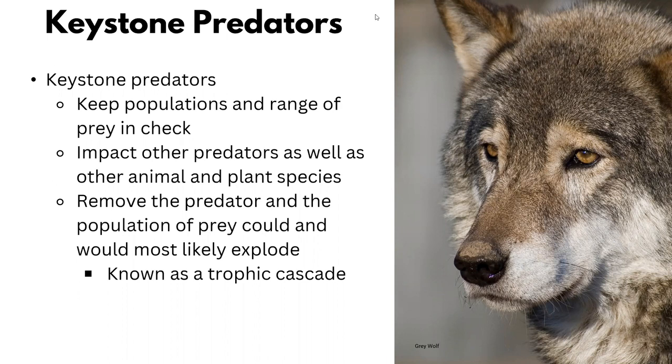So for predators, these animals keep the populations and the range of their prey in check. If you would remove this keystone predator from the ecosystem, it would impact all the other predators that are out there, but then also the other animal and plant species that might be farther down on that food chain, and also the species that this keystone predator hunts. For instance, our gray wolves hunt everything from elk to hares and rabbits. If they were removed, those other prey items might continue to explode in population, and that would not be good for the ecosystem either. We call that a trophic cascade. So removing a single species causes basically chaos underneath.